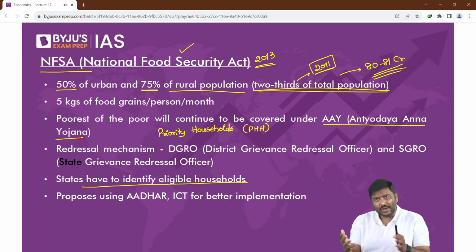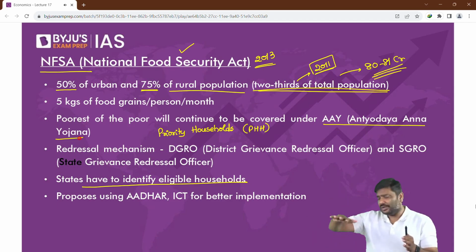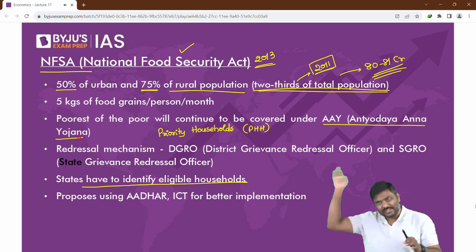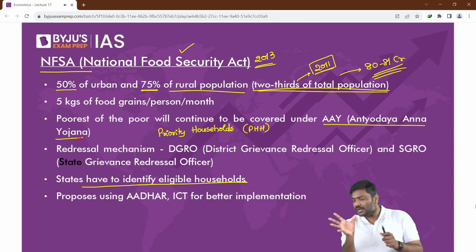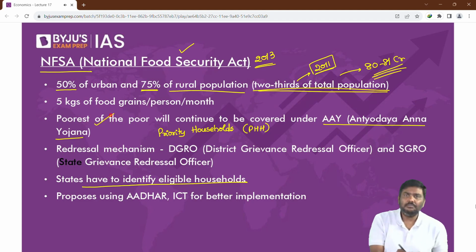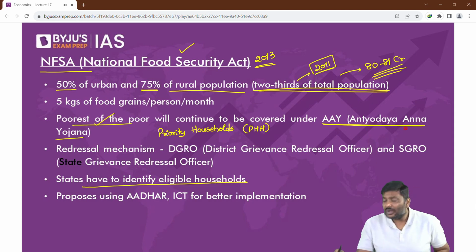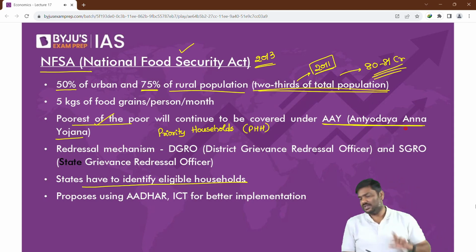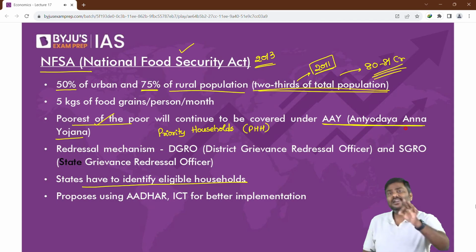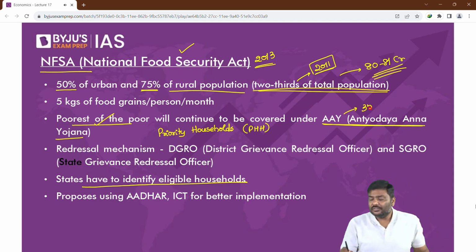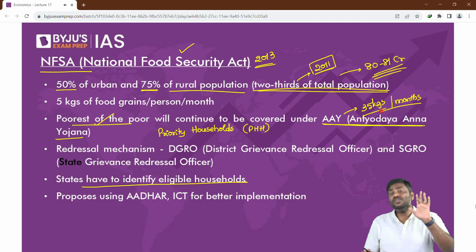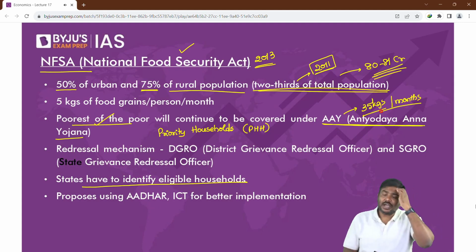Of course, people who are very poor, that is houses which are very poor, these are poor within the poor. I hope you understand. So the poorest of the poor should be given more coverage. That is the reason the poorest of the poor will be covered under one more scheme called Antyodaya Anna Yojana. And if you are identified under Antyodaya Anna Yojana, 35 kgs per family, per house, per month will be provided to you. If you have a card, this is called an Antyodaya card.